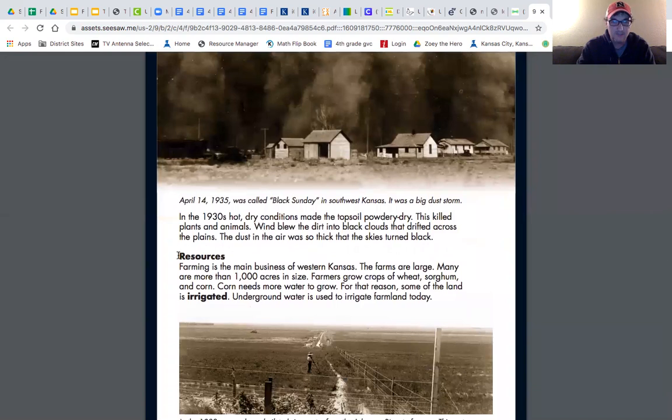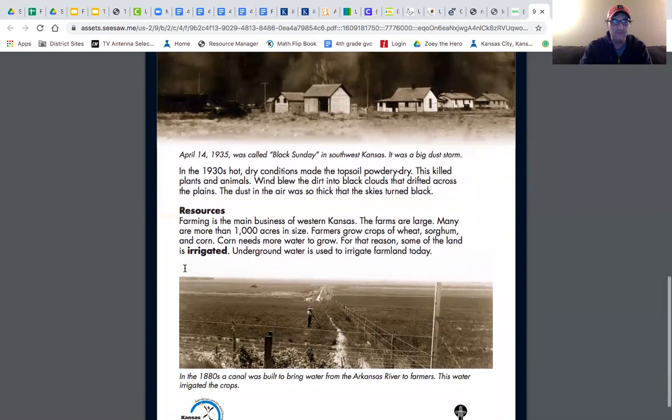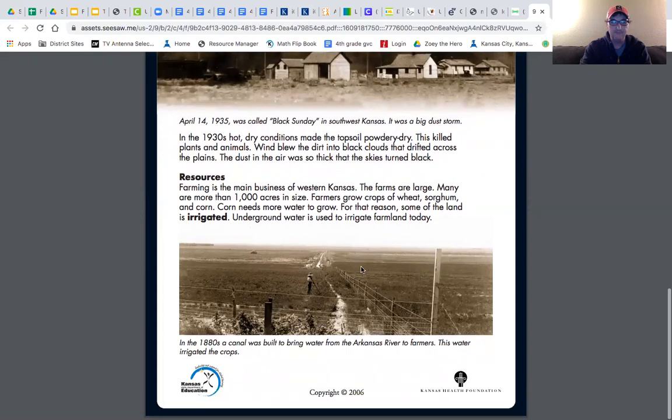So let's talk about the resources in western Kansas. Remember, main resource in eastern Kansas was oil. Let's see what the main business is here. Farming is the main business of western Kansas. The farms are large. Many are more than 1,000 acres in size. Farmers grow crops of wheat, sorghum, and corn. Corn needs more water to grow. For that reason, some of the land is irrigated. Underground water is used to irrigate farmland today.